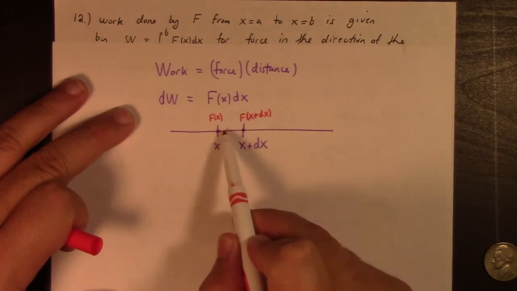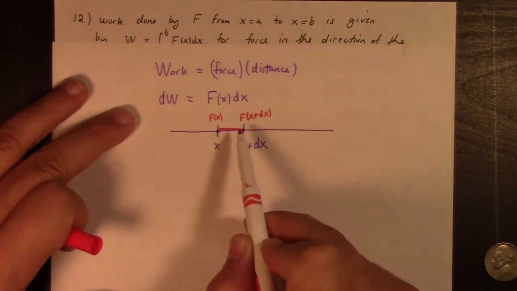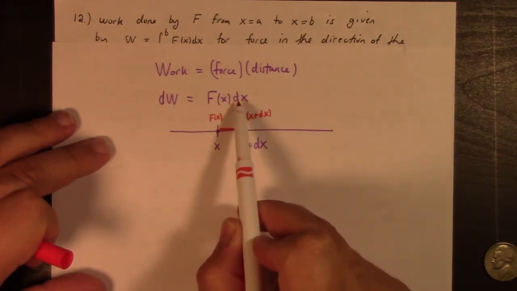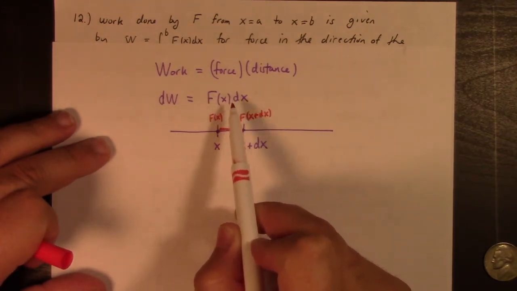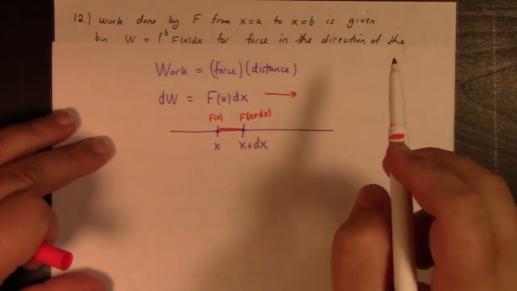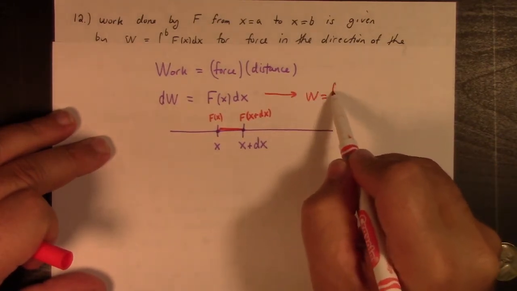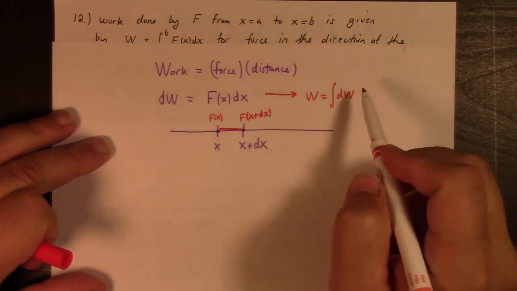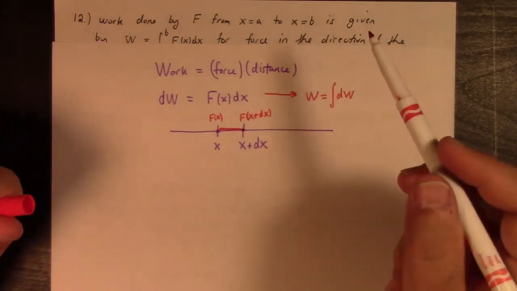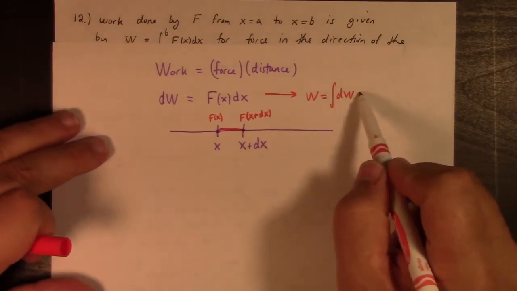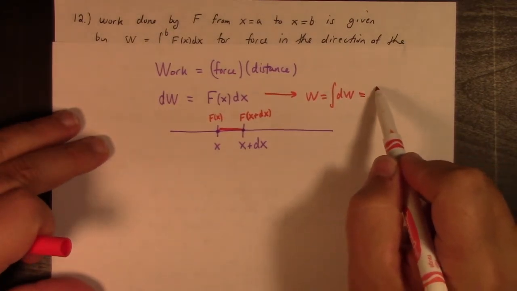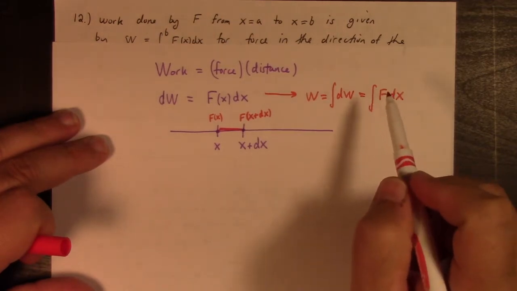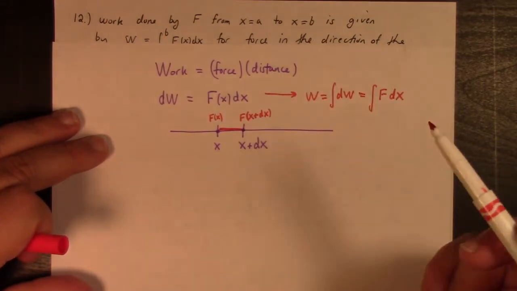The force is essentially constant over this infinitesimal displacement. So the little bit of work done over the displacement dx is just f of x dx. And then if I want to find the net work, I integrate dw, I add it up, right? And so that's the idea in this example: we can integrate, and the integral of dw really just means the integral of f dx over the appropriate bounds, as I'll talk about here shortly.